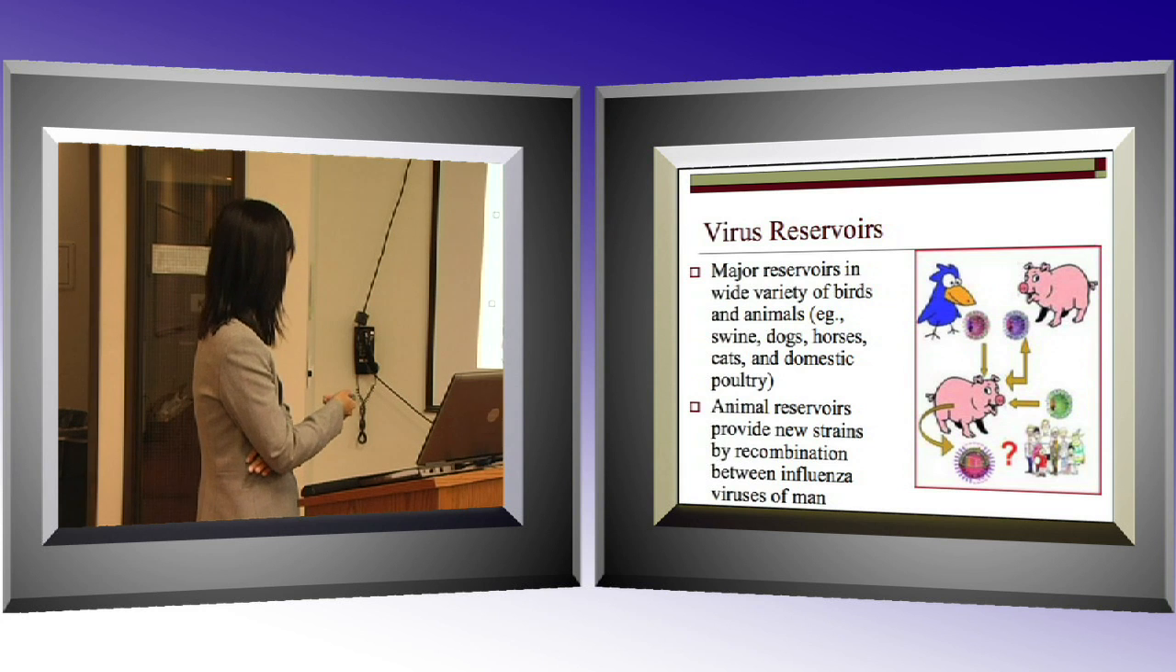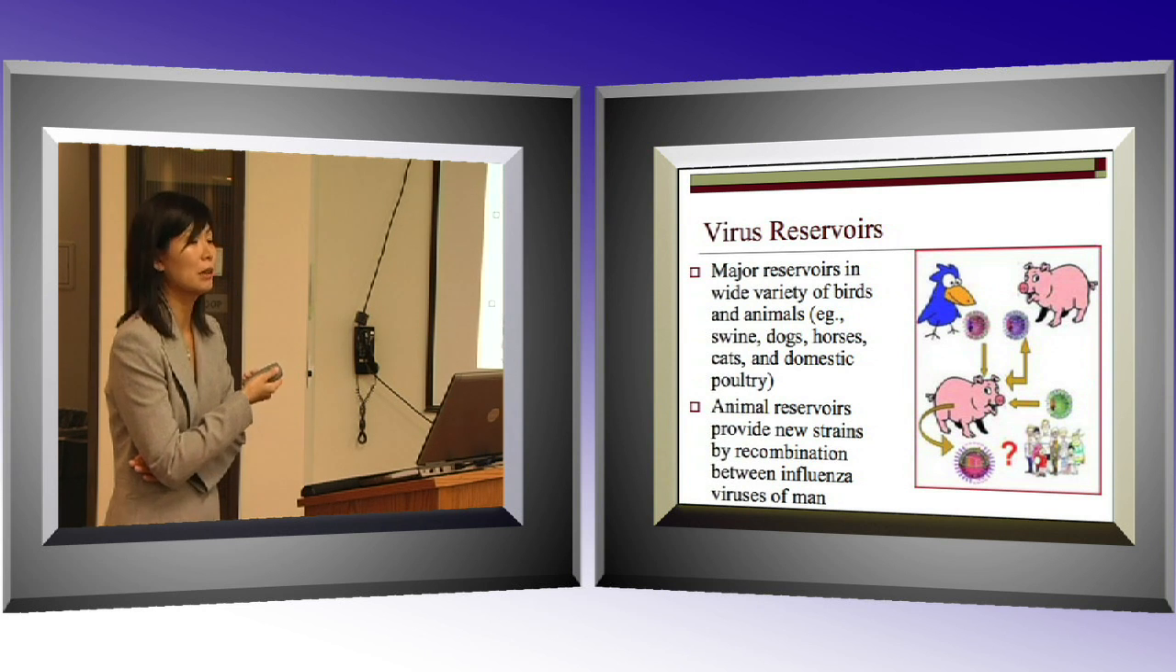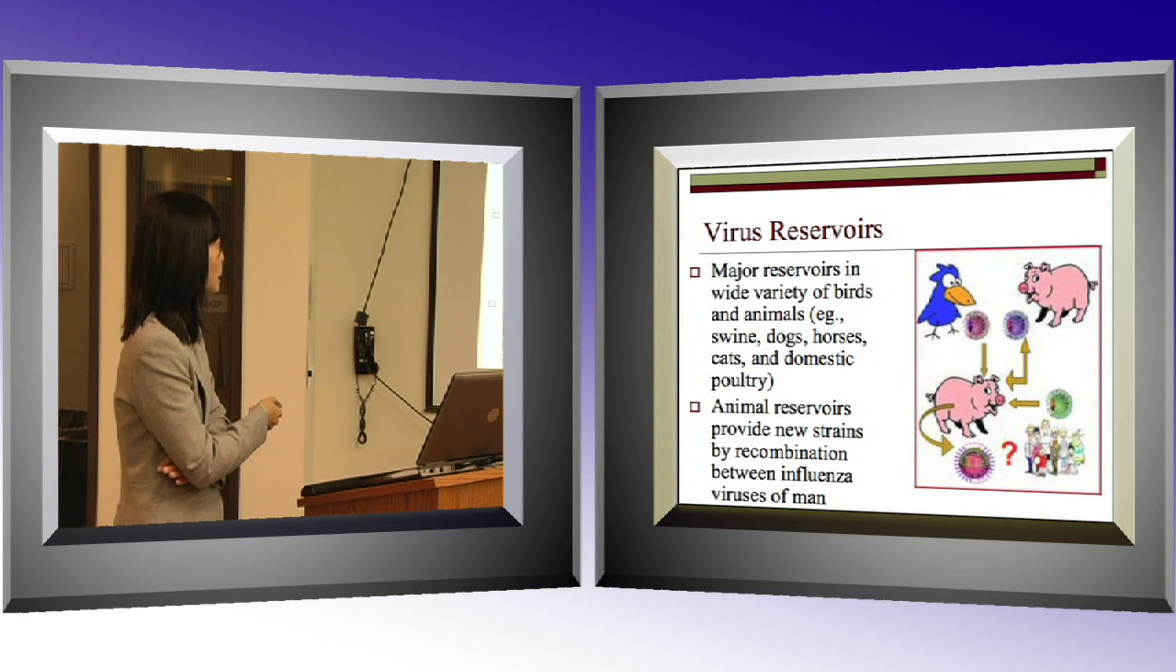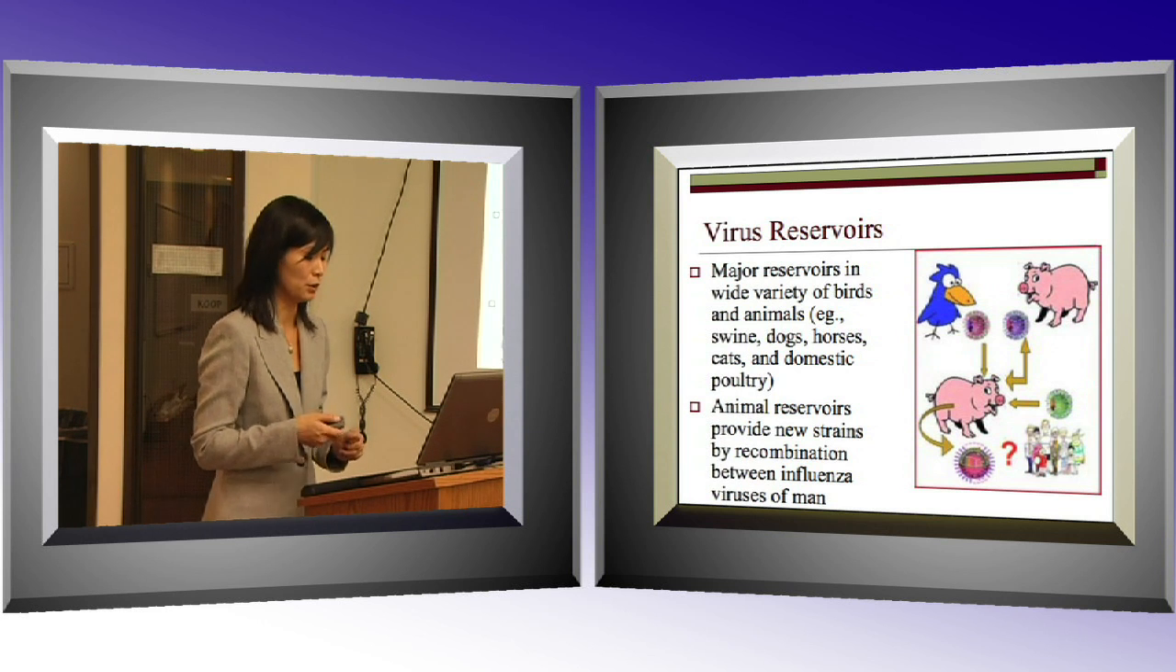Okay, there are various reservoirs for the virus, and as we know, the major reservoirs include a variety of birds and animals: pigs, dogs, horses, cats, and domestic poultry. Animal reservoirs provide new strains by recombination between the influenza viruses of men as well.